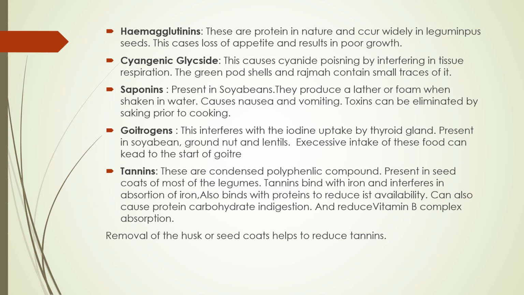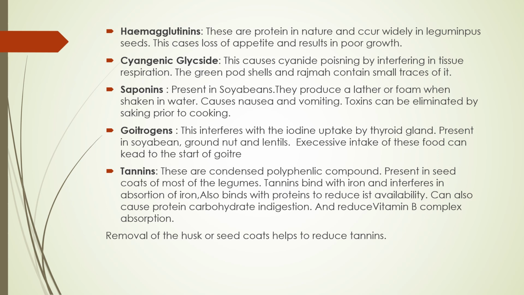Cyanogenic glycosides cause cyanide poisoning by interfering with tissue respiration. The green pod seeds and rajma contain small traces. Saponins are present in soya beans. They produce a lather or foam when shaken in water, cause nausea and vomiting, and can be eliminated by cooking. Goitrogens interfere in iodine uptake by the thyroid gland and are present in soya bean. That is why people ask to avoid soya beans if you have thyroid issue.